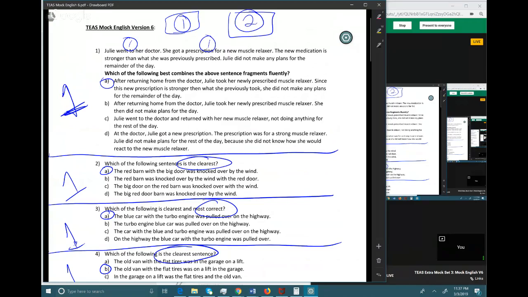The other 2 also go together because it says the new medication is stronger. She didn't make plans. They're trying to give causation there. Because it's stronger than what she's used to, she didn't make plans. That's not a coincidence. Those aren't separate facts. Those are pieces of the puzzle that go together. So I'm going to label those 2.